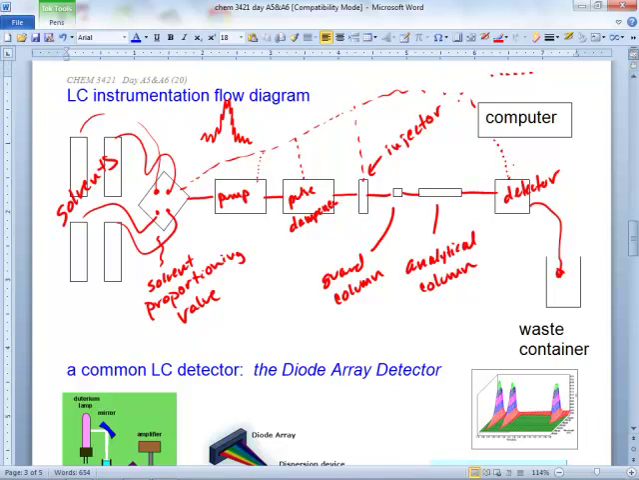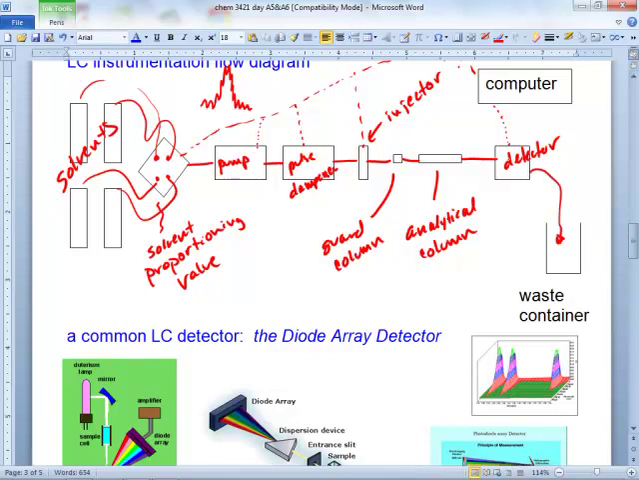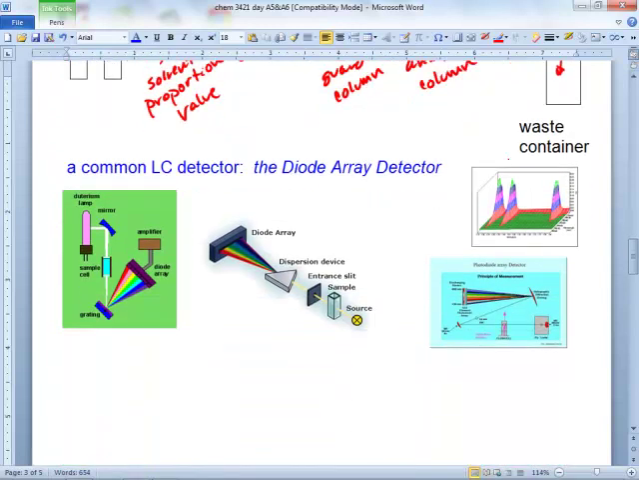Okay. So all liquid chromatographs, HPLCs, have all those things in common. Okay. A common detector, the diode array detector. Okay. Well, what is it trying to do? I think this picture might be easiest to visualize.